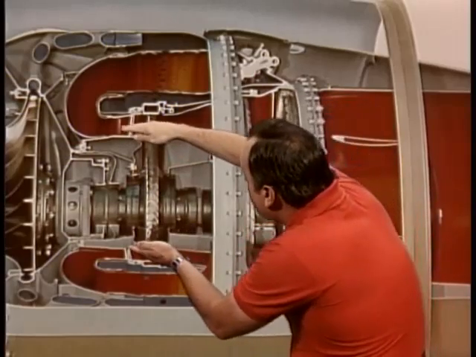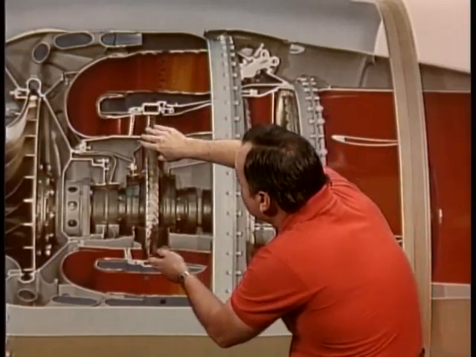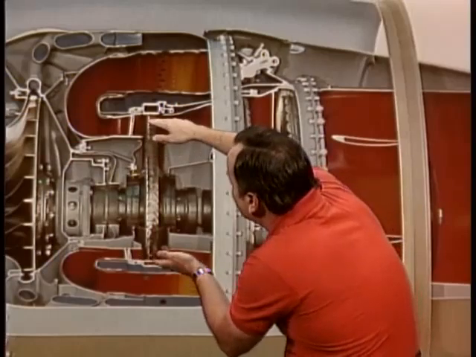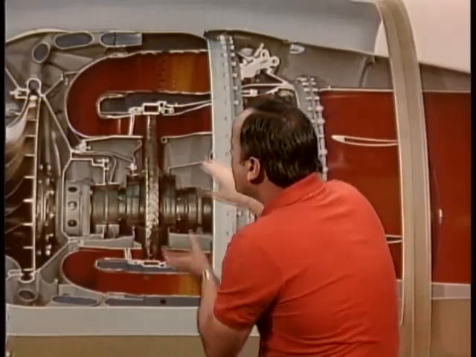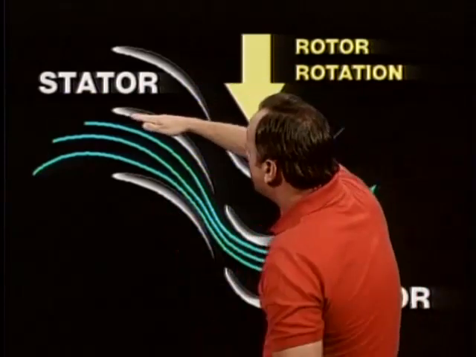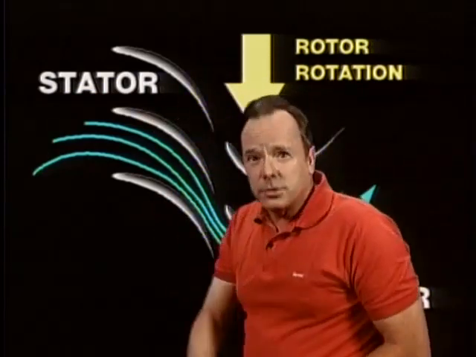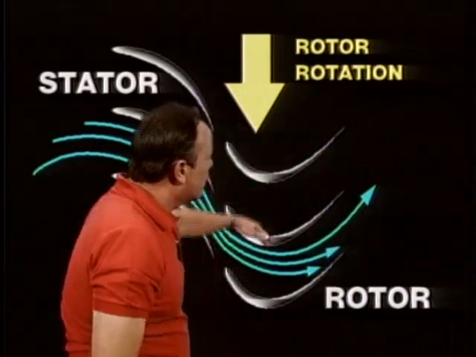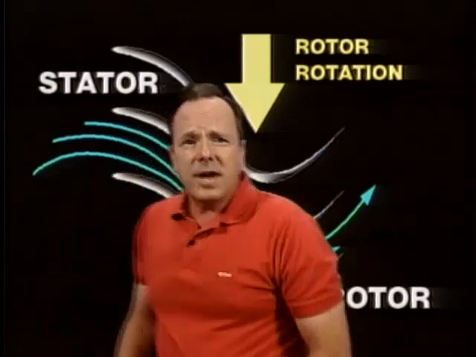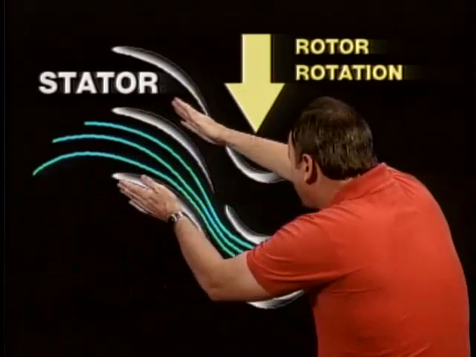In the meanwhile, it passes through some guide vanes that guide the air into the turbine section, and then, of course, it hits the turbine wheel and spins the turbine wheel. Let's take a close look at those guide vanes and turbine wheel. Any part in an engine that does not rotate is called the stator. The parts that rotate are called the rotor.